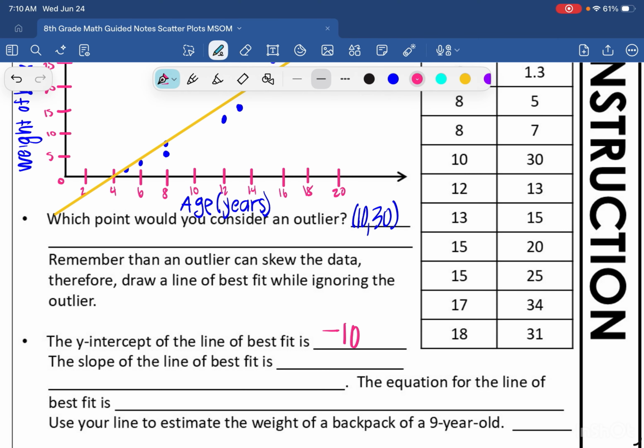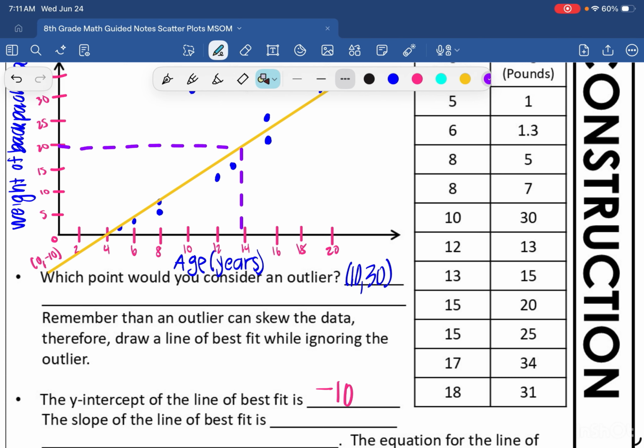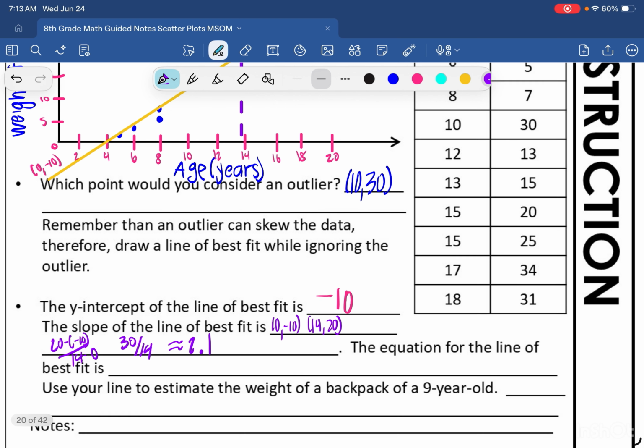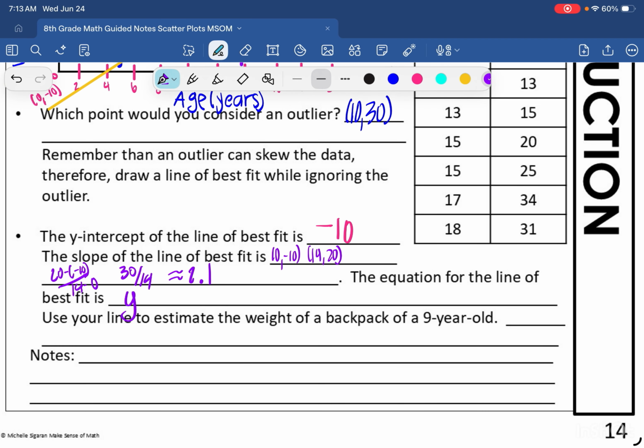The slope of the line of best fit, so let's use 2 points. Let's use (0, -10), and let's use the point (14, 20). That looks to be about on the line. So we have (0, -10) and (14, 20). 20 minus a negative 10 over 14 minus 0. 20 minus a negative 10 is 30 over 14. 30 divided by 14 is about 2.1. The equation for your line of best fit. So y equals mx plus b, so 2.1x plus b, so that's going to be minus 10.